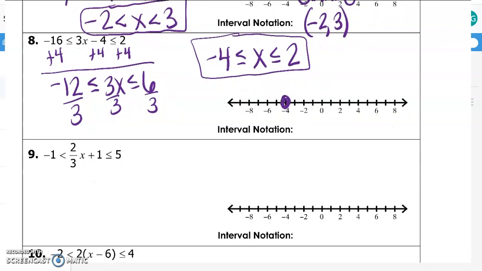So closed circle at -4, closed circle at 2. X is in the middle, so we shade in the middle. Interval goes from -4 to 2. Both are closed, so we have 2 brackets.